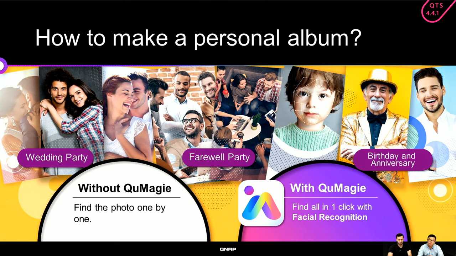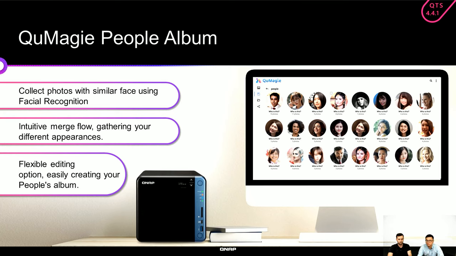But with QMAGI, we have facial recognition, so it automatically collects all photos with the same person into one people album. You don't need to find the photos one by one. That's how our people album looks. We collect photos using facial recognition, and we have an intuitive merge flow, so you can merge different appearances of the same person into one people album.